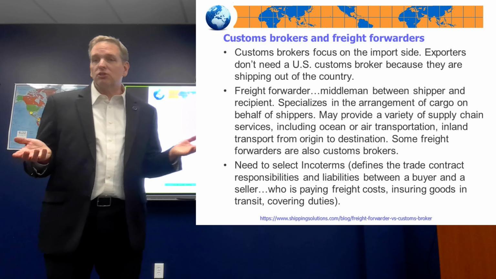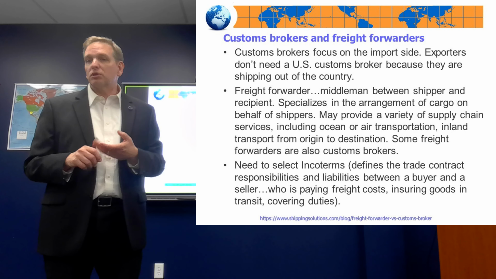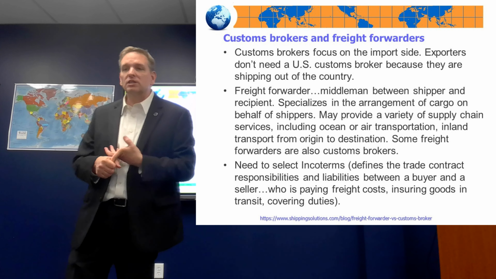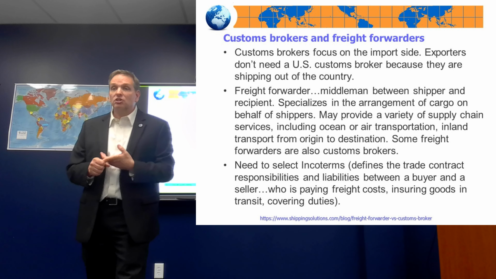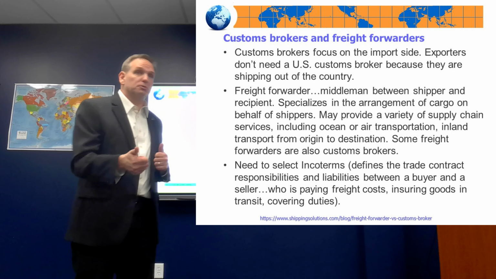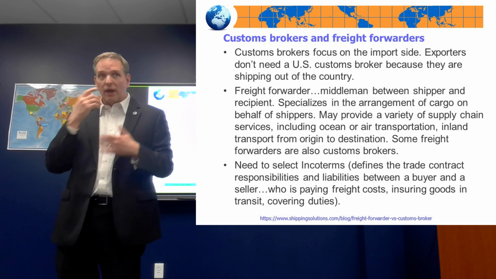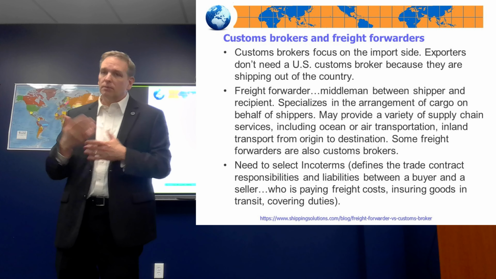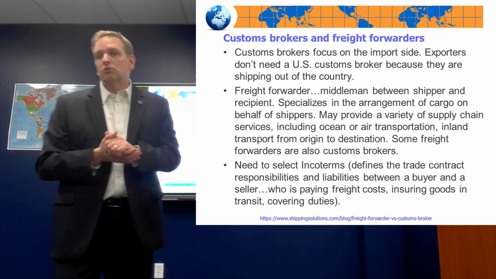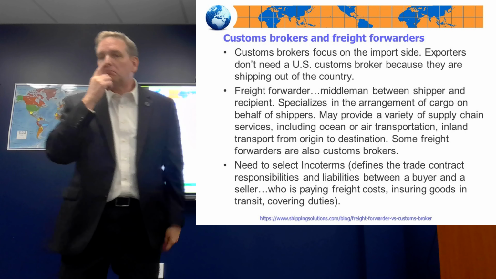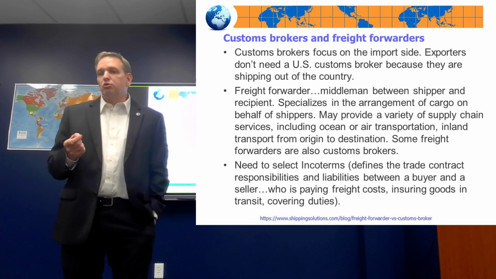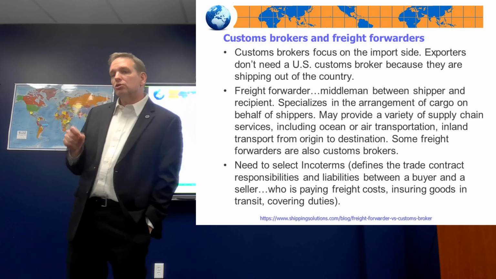They specialize in the arrangement of cargo on behalf of shippers. They offer supply chain services, ocean, air transportation, inland transportation from origin to destination, and some freight forwarders are also customs brokers, so they can do both. So if you're importing and exporting, doing both from both ends, sometimes they can do both for you all in one firm.